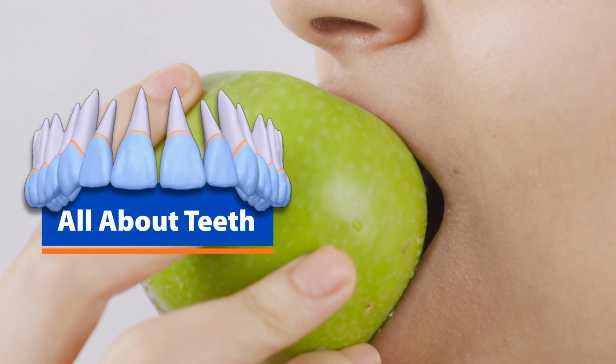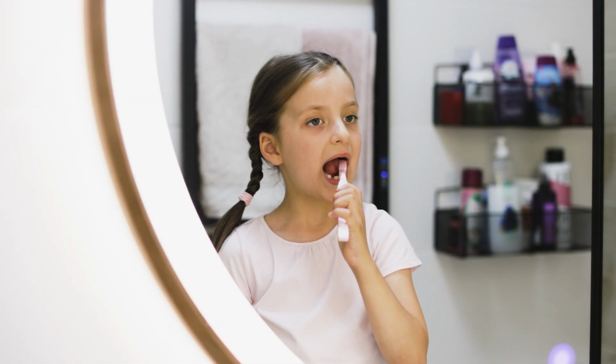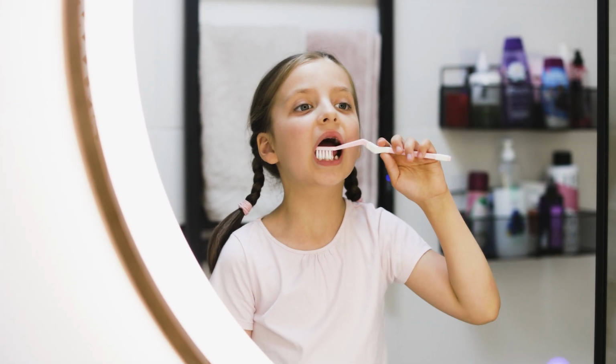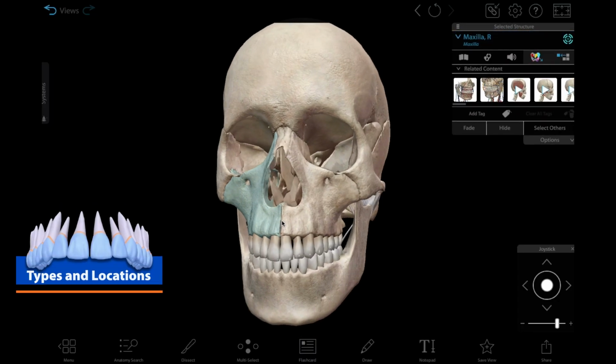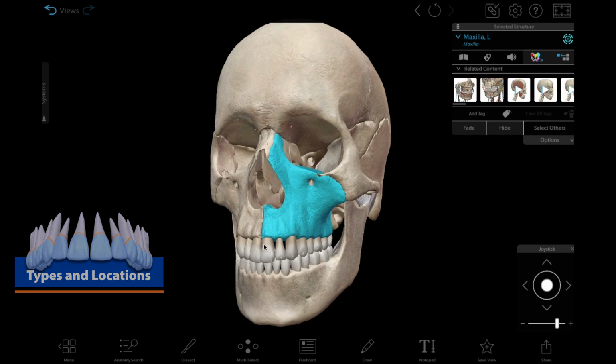In this video, we're going to sink our teeth into dental anatomy using the detailed gross and microanatomy models in Visible Body Suite. Let's get started. The typical human mouth has 32 teeth.